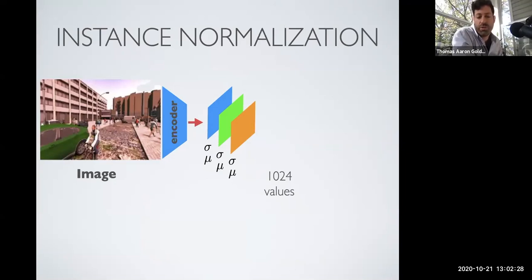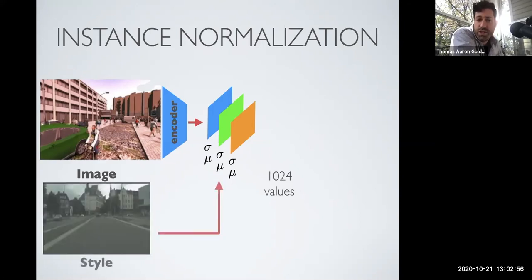Well, to do this, we need a way to parameterize image styles. Many people do restylization using simple instance normalization methods. The way they work is they parameterize styles just by looking at the mean and standard deviation of feature maps extracted from an image. You typically take an image, push it through a VGG-based encoder that produces 512 feature maps, and then you have a mean and a standard deviation for each of those feature maps.